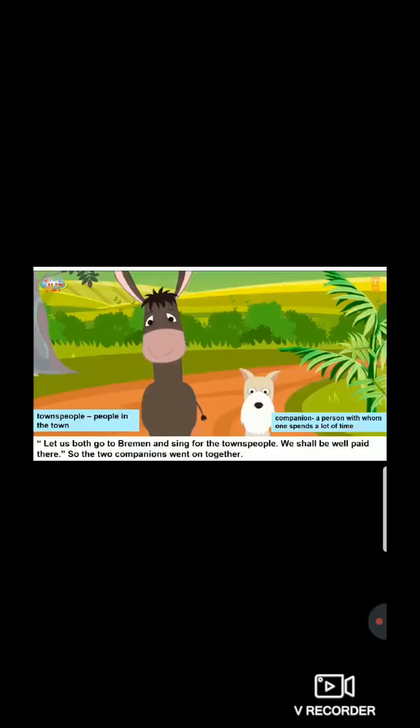So the two companions went together. So here the two companions, means the two partners, went together to Bremen town. So here, students, townspeople means what? People in the town, means the people who are living in the town, we call them townspeople. Companion means a person with whom one spends a lot of time.